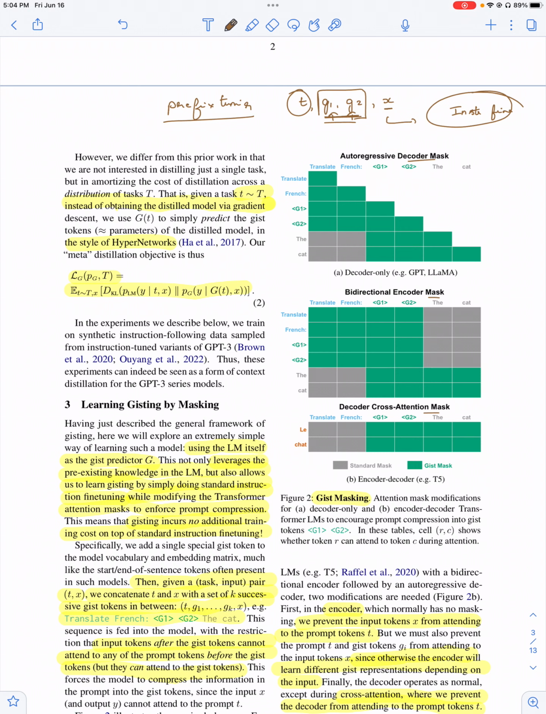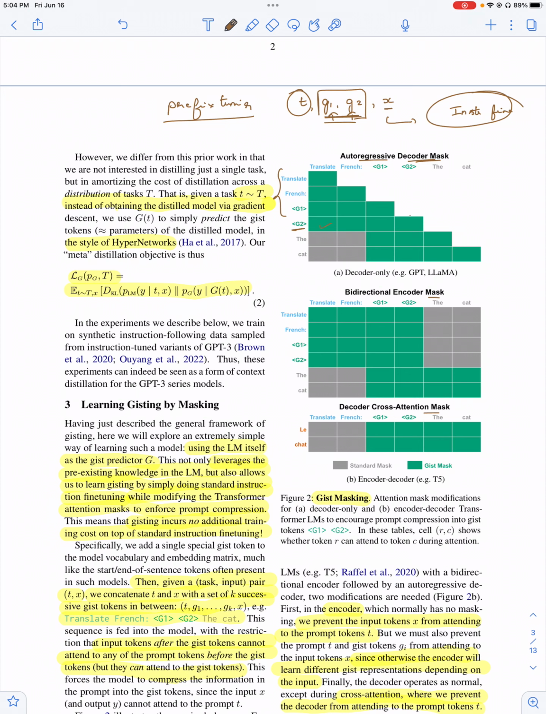So let's look at the decoder only model and see how they accomplish that here. So in the decoder only model, this is autoregressive, right? So when you look at the attention, a token can only attend to its past tokens. So let's say you have the GIST token G2, GIST token G2 can only attend to translate French and G1, and that's what's shown here.